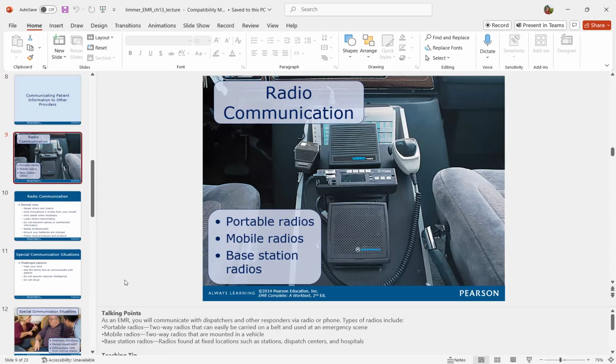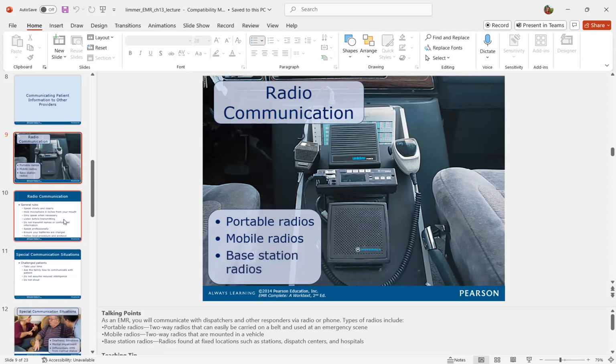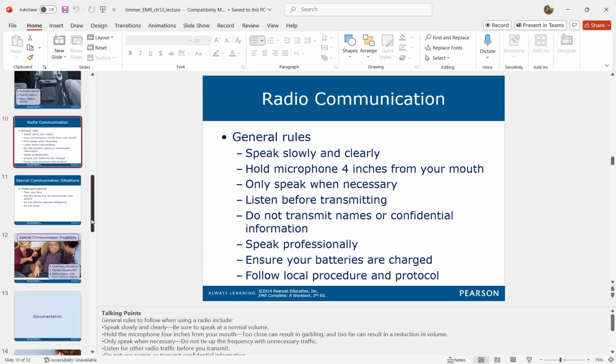There's mobile radios. These are the ones that are mounted in a vehicle. I always say portable, like you can carry them with you. Mobile is in an automobile, so they're kind of stationed in, like this one on the screen. And then you have your base station radios, which are the fixed locations, like dispatch centers and hospitals. When we're talking on the radio, some general rules to follow.